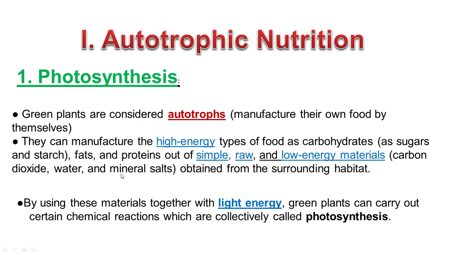So in the photosynthesis process, we change the low energy materials, carbon dioxide, water and mineral salts, into organic materials with high energy like carbohydrates that later change to protein and fats. By using these materials together with light energy, this is named the photosynthesis process.